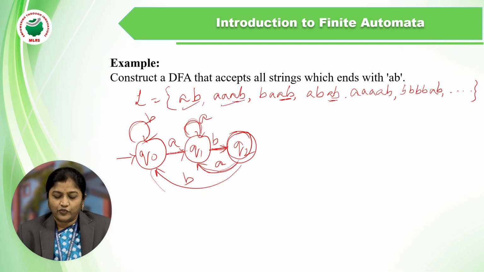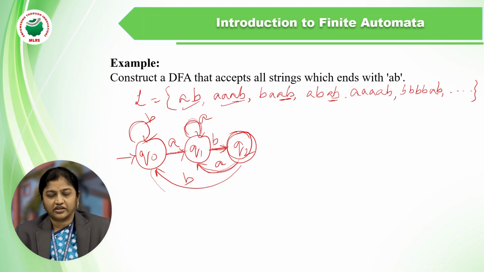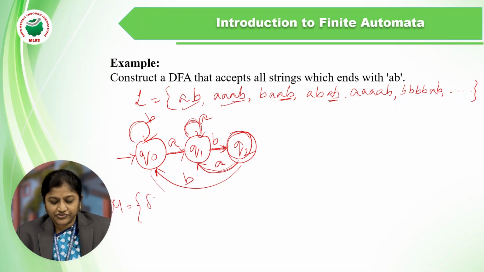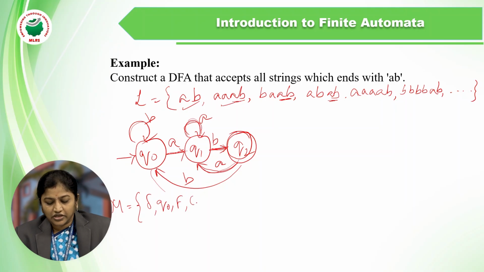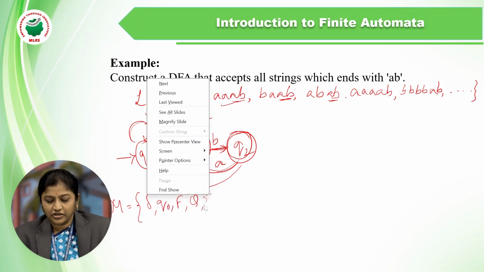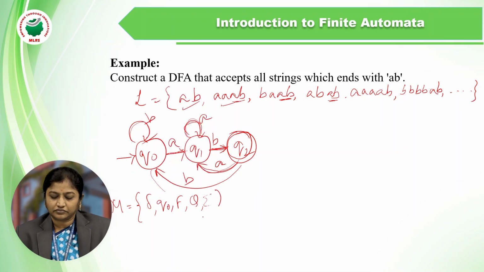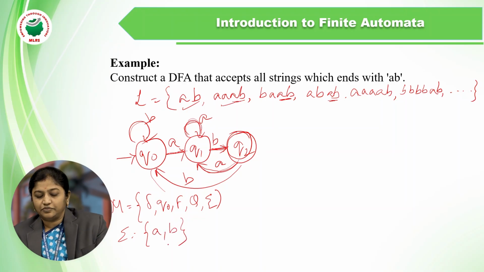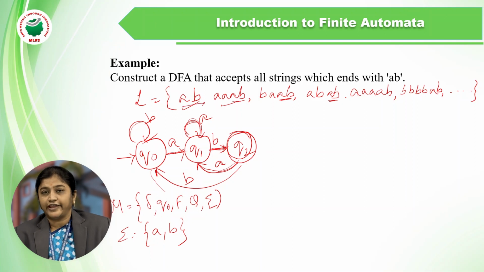Now next, what we need to write? This is the transition diagram given for this condition. Write all the 5 tuples for this. What are the 5 tuples again? Transition diagram, start state, final state, capital Q, and input symbol. What are the inputs here we are going to use? A comma B. So input symbols we are going to use is A comma B.